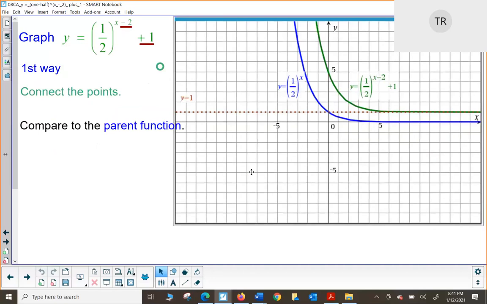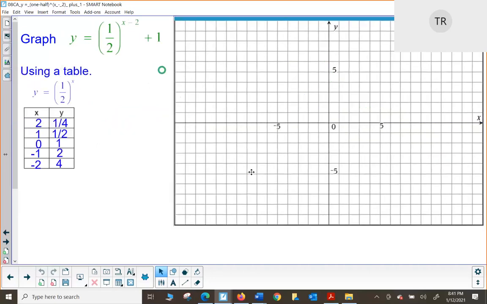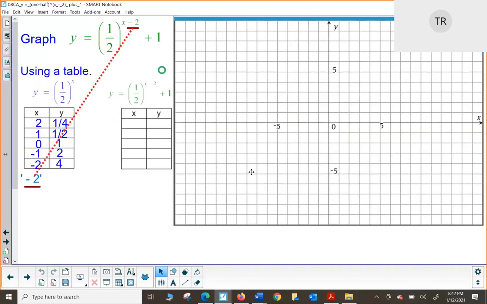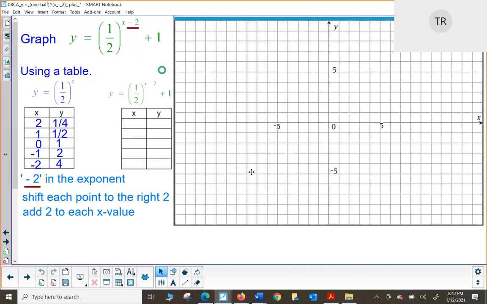Now, if you don't like the dance, the table, I'll do that real quickly. I'll start off with the 1/2x table that my students should know. And then the -2 is an exponent. It's going to shift each point to the right 2, which means add 2 to each x value. So let me go ahead and add 2 to each x value. And +1 is going to add 1 to each y value. So I'm going to add 1 to 1/4 and get 1 1/4 or 5/4. Now I plot 4 over 4 up 1 1/4, and so on.